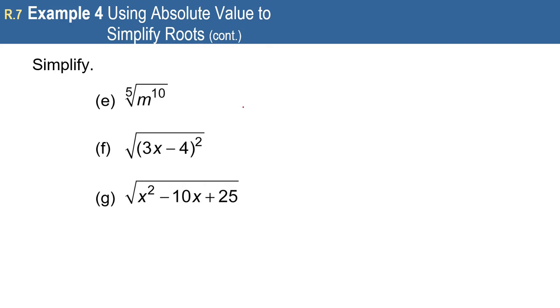In part E, let's rewrite this as an exponent. This is equivalent to m raised to the 10 over 5, or m squared. 10 divided by 5 gives us 2. For part F, we will rewrite this as 3x minus 4 raised to the 2nd power divided by 2, and this simplifies to 3x minus 4, and we no longer need the parentheses. This simplifies to 3x minus 4.